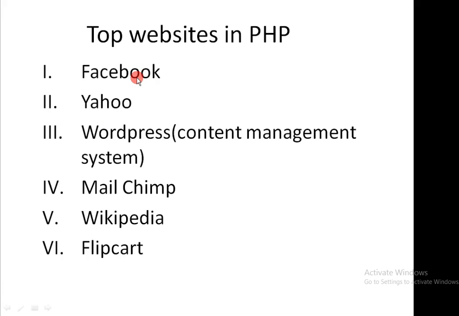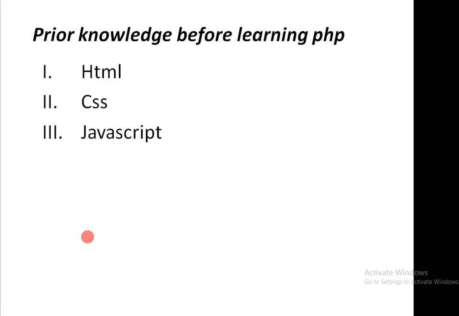For example, Facebook was developed in PHP. And Yahoo, WordPress, MailChimp. There are so many websites. WordPress is the content management system. By using WordPress, we can manage the content of the website, and we can make any kind of website. MailChimp, Wikipedia, Flipkart. So you can imagine these are the giants, how they are using PHP on their websites, on their systems.